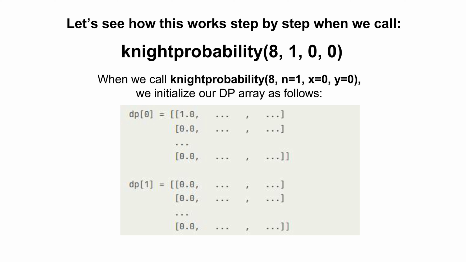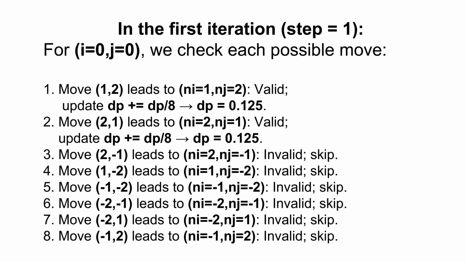Let's see how this works step by step when we call for k = 1. When we call knightProbability(8, 1, 0, 0), the first step it does is it initializes our DP array as follows. For the first iteration, that is step = 1, for i = 0 and j = 0, move 1, 2 leads to ni = 1 and nj = 2. So it gets validated and it updates the DP array as 0.125.